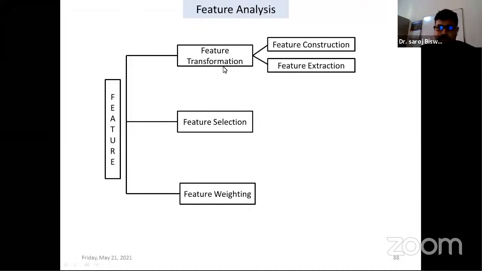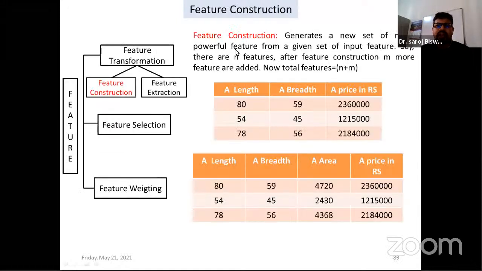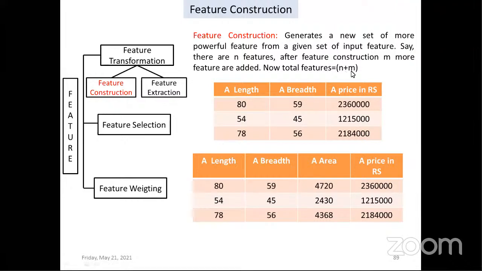Again, feature transformation can be analyzed in 2 dimensions: feature construction and feature extraction. First of all, what is feature construction? See the definition here. It generates a new set of more powerful features from a given set of input features. Say there are n features, and after feature construction, m new features are added. Then the total number of features would be n plus m.